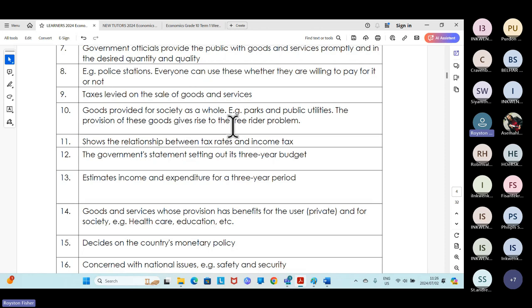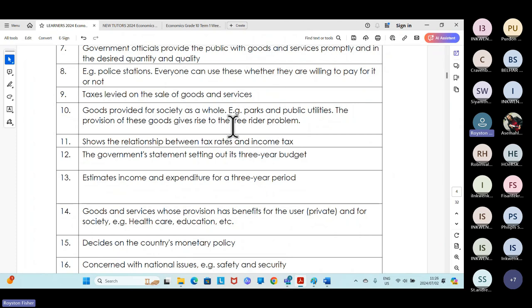Number 11 shows the relationship between tax rates and income tax. And I saw the answer earlier on, so I just need to scroll down quickly. Number 11 for Santa Claus says Laffer curve, and they're correct. St. Andrews also Laffer curve. And then Inco Wesizi also says the Laffer curve. You are correct so far, and thank you.